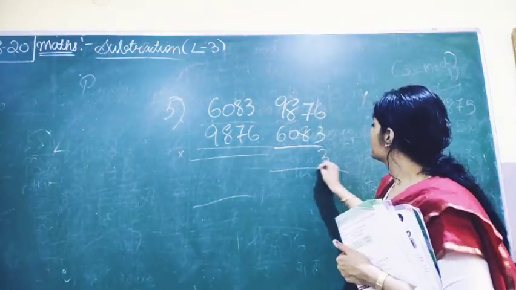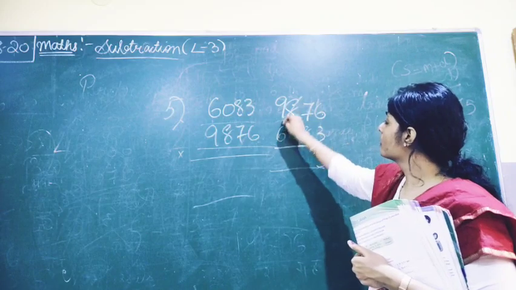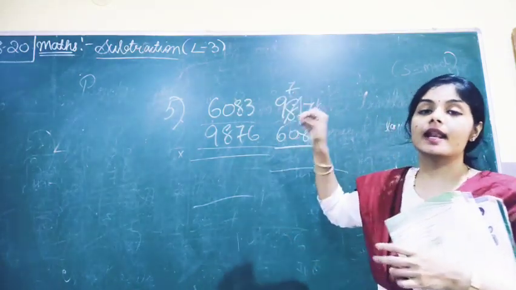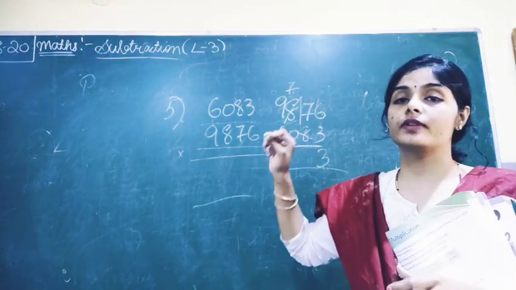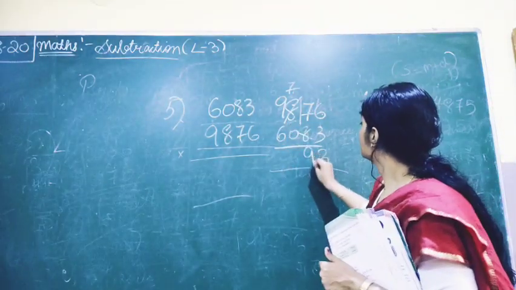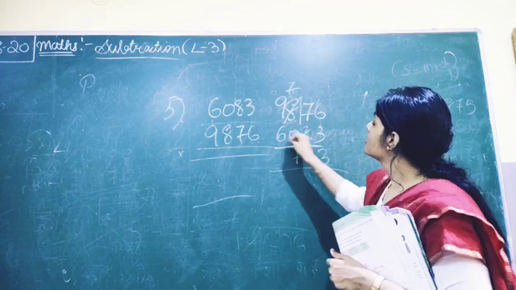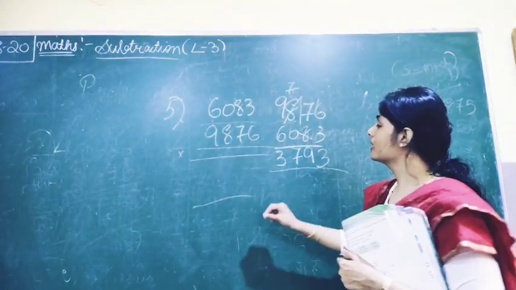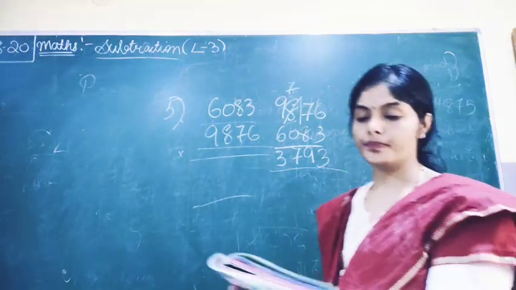6 minus 3, 3. 7 minus 8, you can't. Borrow from 8, 8 becomes 7, this becomes 17. After 8, 9, 10, 11, 12, 13, 14, 15, 16, 17, the answer is 9. 7 minus 0, 7. 9 minus 6, 3. Got it? This would be your answer.